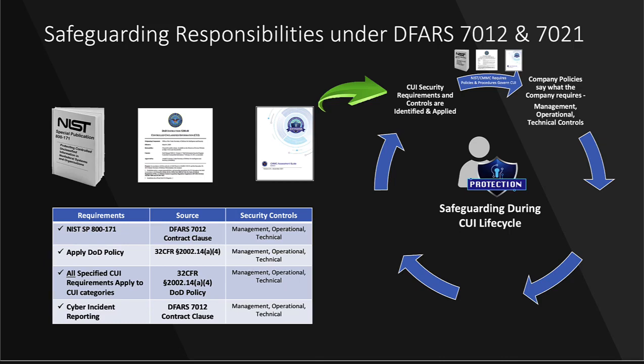And those policies and procedures guide us into what we need to do in order to safeguard CUI throughout the lifecycle in the performance of the contract. So our company policies say exactly what is required of us. And we know that we have to apply security controls at the management level, at the operational level, and at the technical level based on the definition of security controls that we talked about in just a couple previous slides ago.